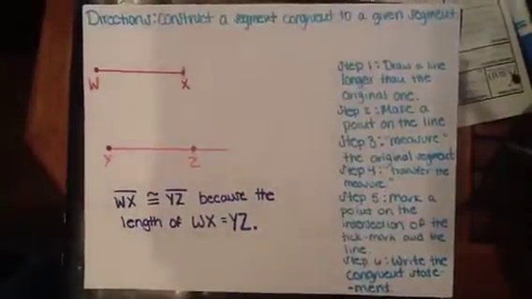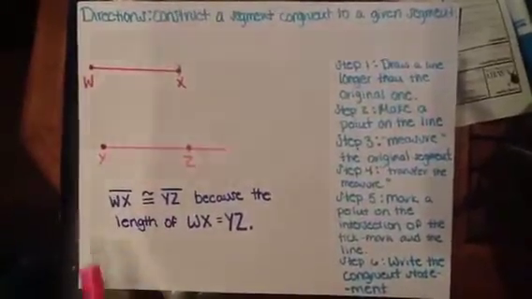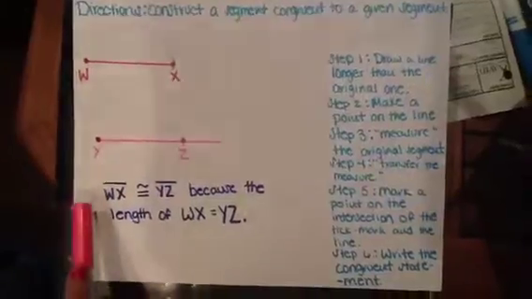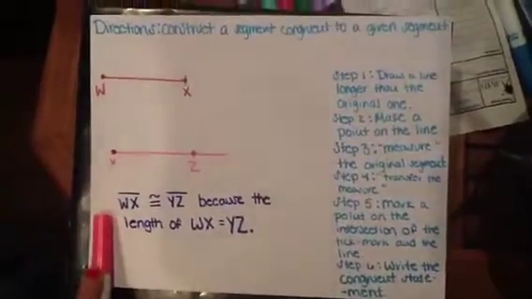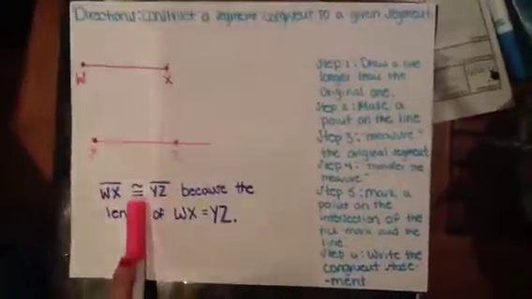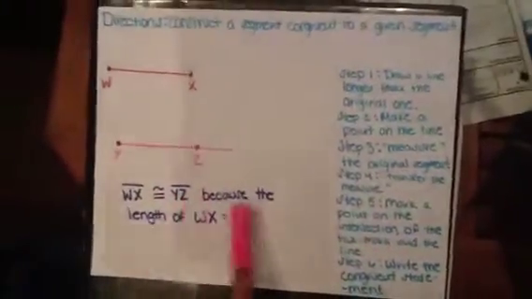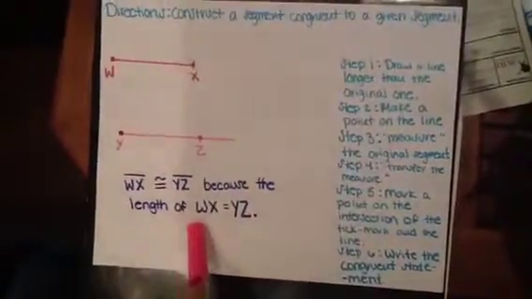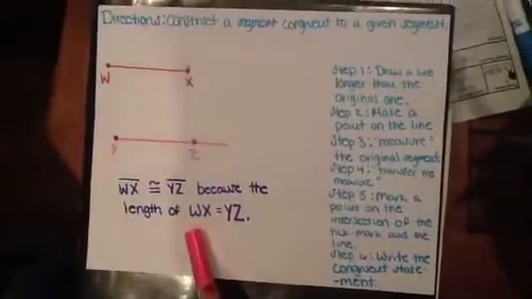Finally, we're going to write the congruent statement, which is the segment WX is congruent to segment YZ because the length of segment WX is equal to the length of segment YZ.